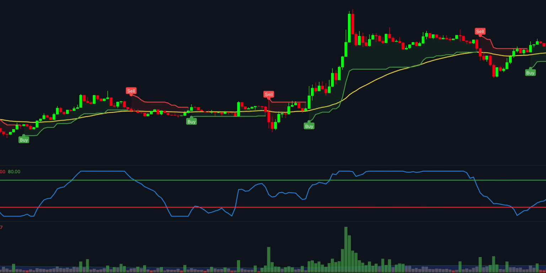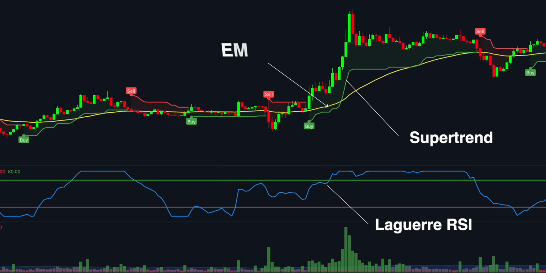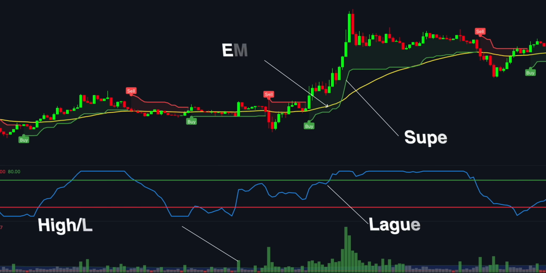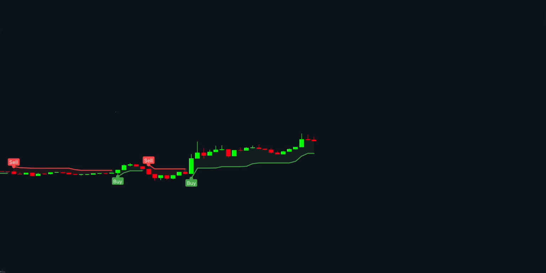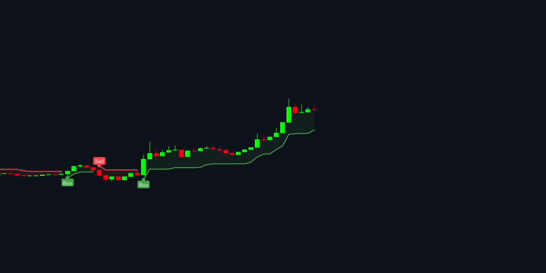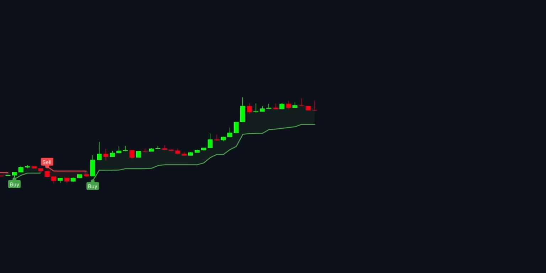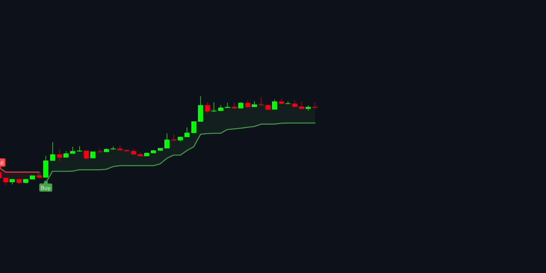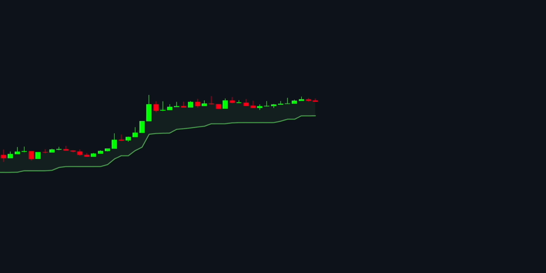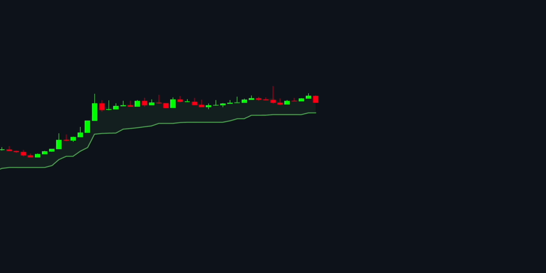The trading strategy we're discussing includes 4 TradingView indicators: Supertrend, Laguerre, RSI, EMA, and high-low volume. Each of these indicators plays a very important role in spotting the best opportunities to buy or sell a security. The Supertrend indicator, as its name suggests, is all about identifying the trend of a market. It's like a compass for traders, helping them understand which way the market winds are blowing.